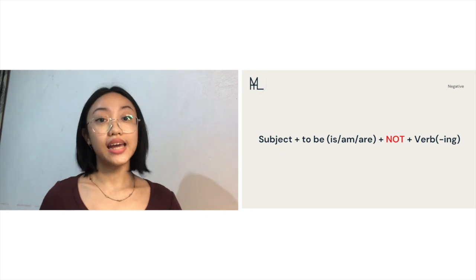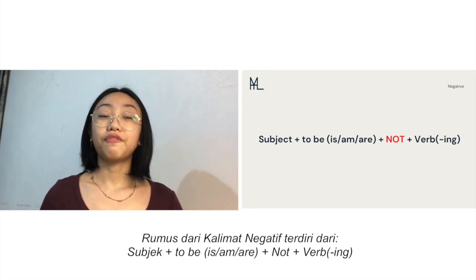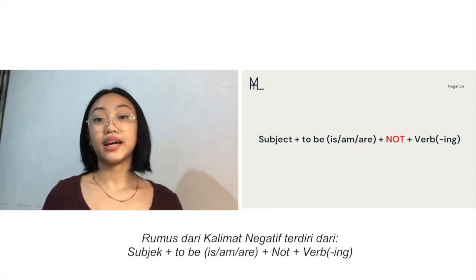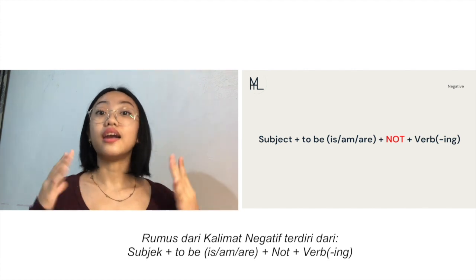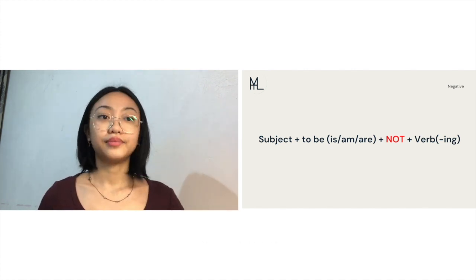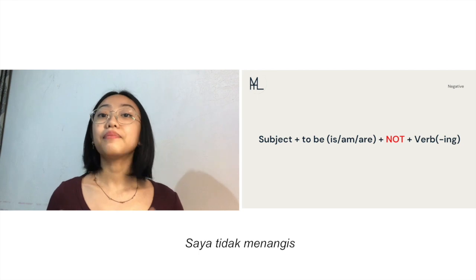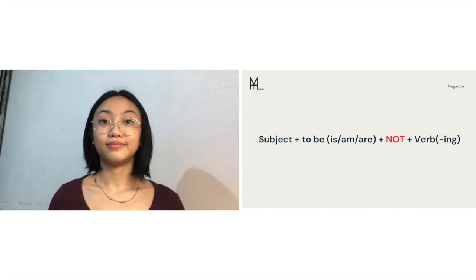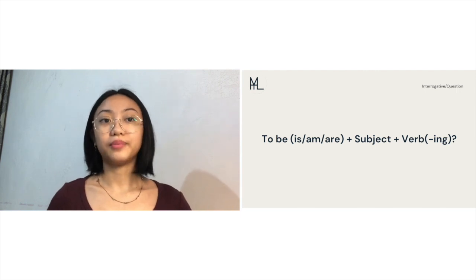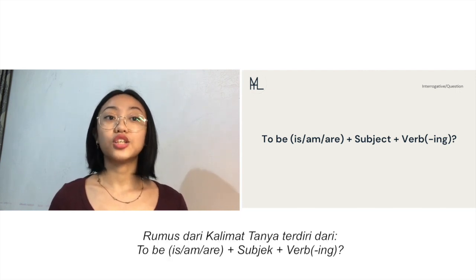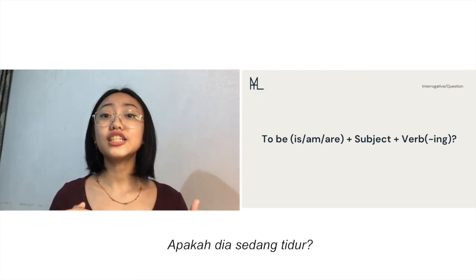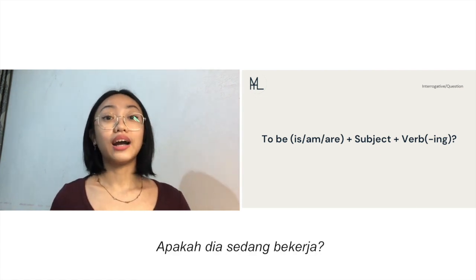The next one is negative. The negative sentence formula contains subject plus to be plus not plus verb plus ing. For example, I am not crying. She is not sleeping. The next one is question form. The formula contains to be plus subject plus verb plus ing. Is she sleeping? Or is she working?